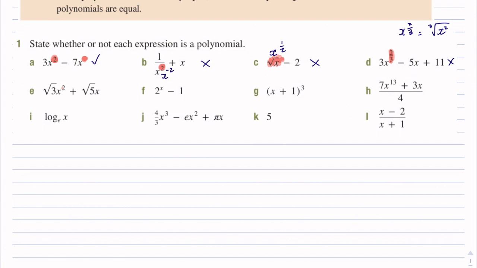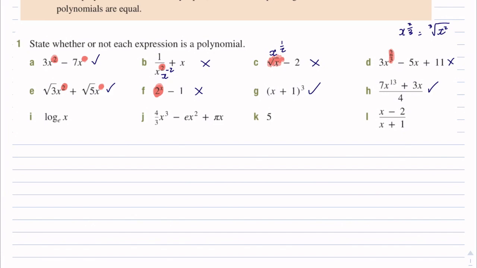Here, the x is to the 2 and the x is to the 1. So it is a polynomial. Here it's 2 to the x. Now with polynomials, it's only ever x to the something, or j, m, whatever. But it's not 2 to the x. That's not a polynomial.